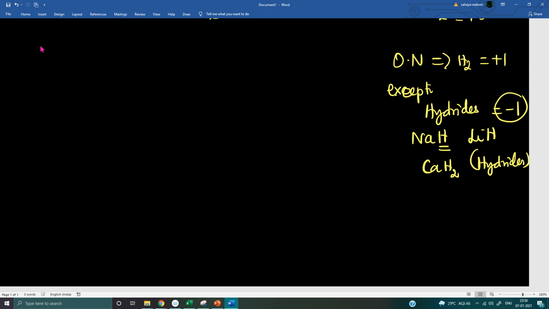Okay, let me give an example. This is the fifth example. Let me take NaH. Okay, so here we don't know the oxidation number for sodium, so X into 1 plus -1, it is not +1 but -1, because here the hydrogen is in the form of hydrides.